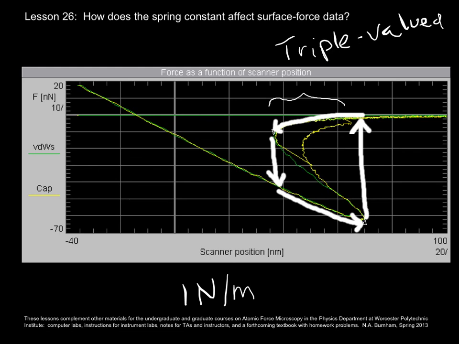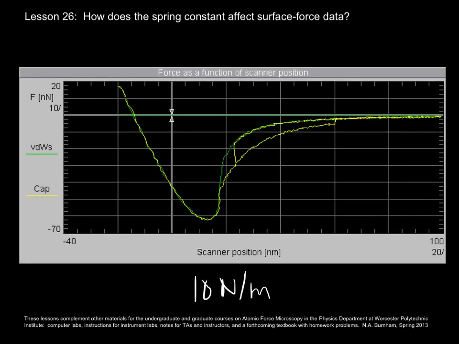In other words, very important point, you cannot tell what surface force is operating if you have such a large hysteresis loop because of a weak cantilever. Thus, if it's important to your experiment to know what surface forces are operating between your tip and your sample, you have to have a stiff enough cantilever in order to detect the difference.